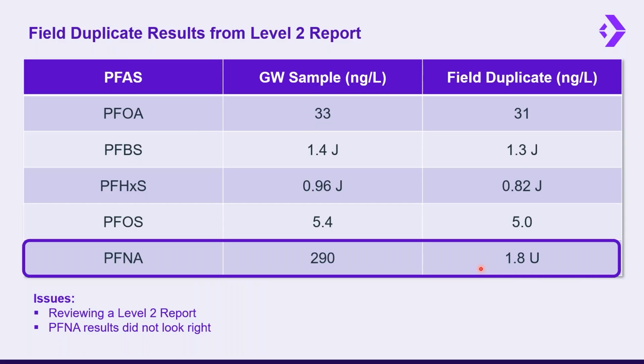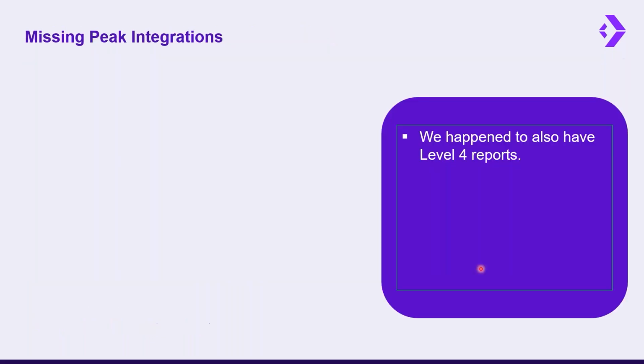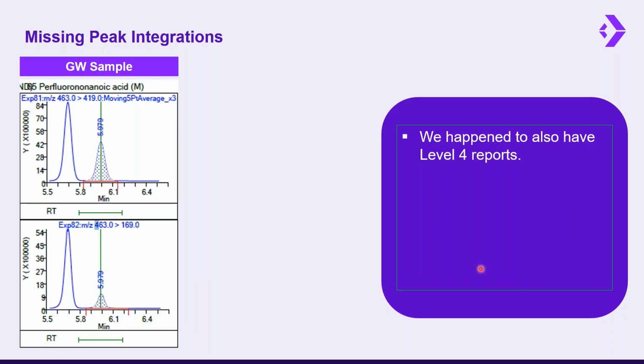So obviously this looked weird to us. For this particular project, although only level 2 validation was required, we also had in our possession the level 4 report. So we went into the level 4 report, the raw data, and checked out PFNA for these 2 samples. And on the left here, you can see that the integration of the primary ion on top and the conformation ion on the bottom for PFNA were okay in this original groundwater sample.